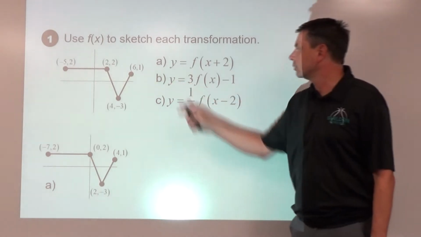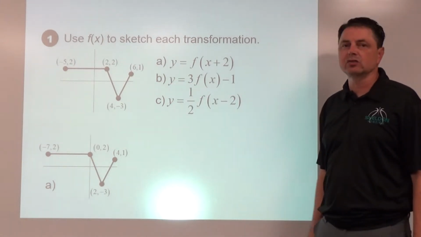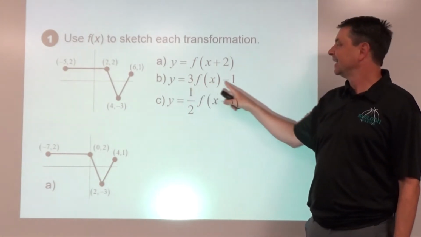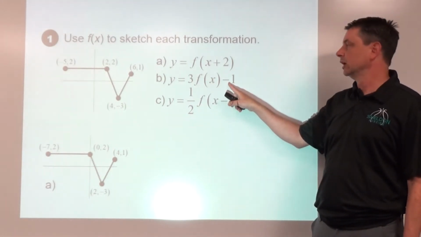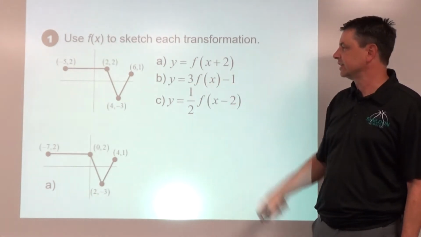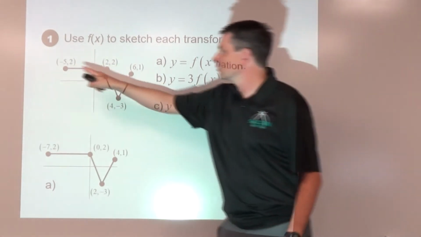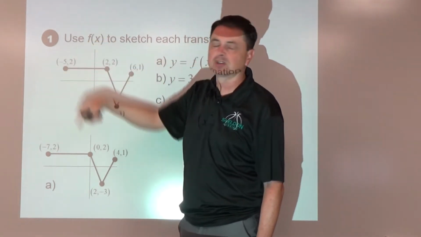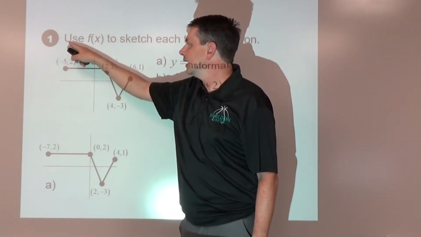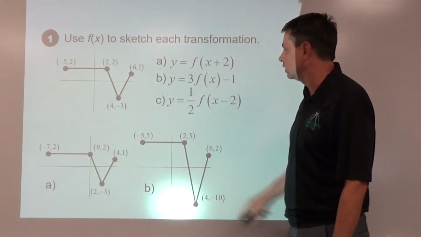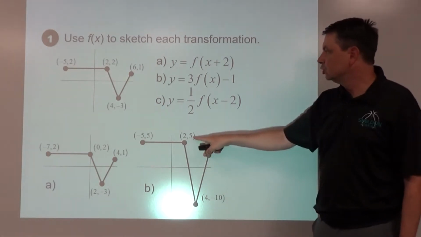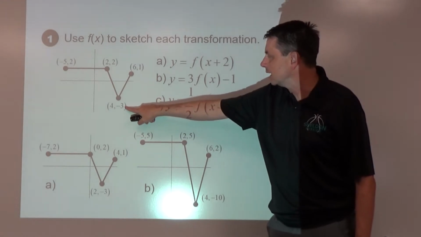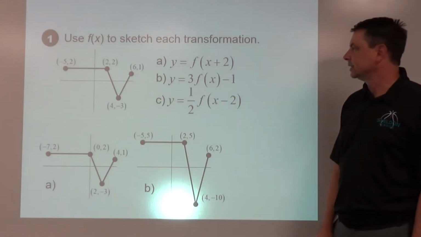All right, what about part B? 3 times f of x minus 1. We've got a vertical stretch and a shift down 1. Stretch first, shift second. So if we look at this first point, it's going to stretch to negative 5 comma 6 as we multiply the y-coordinate by 3, and then shifts down 1 down to 5. So we get negative 5 comma 5, 2 comma 5, negative 4 comma negative 10. So we multiply this by 3 and then go down 1, and so on.